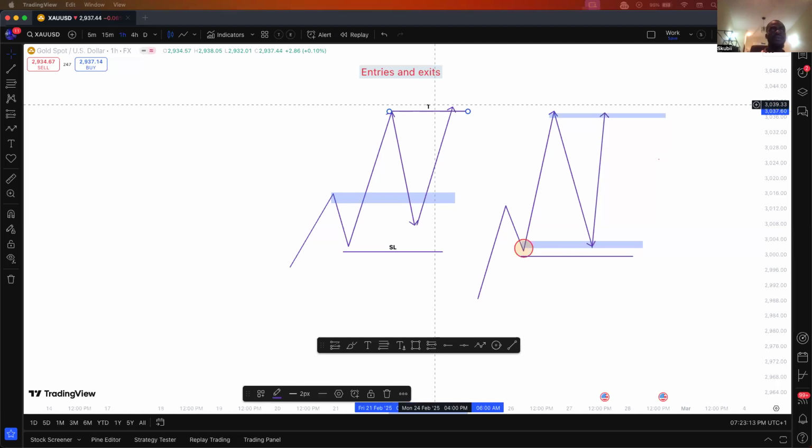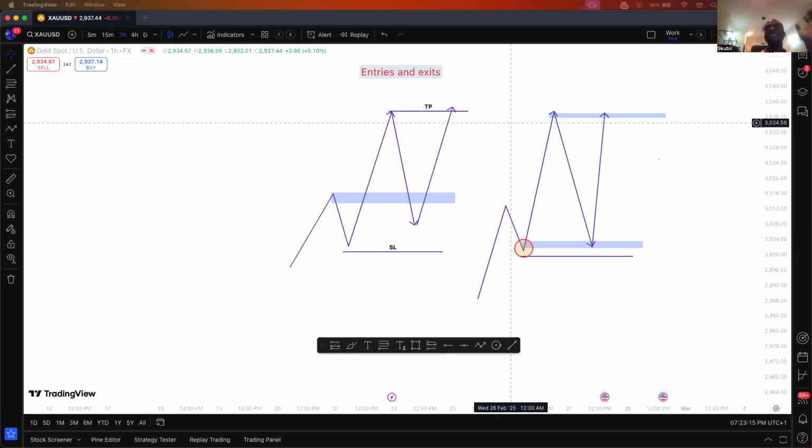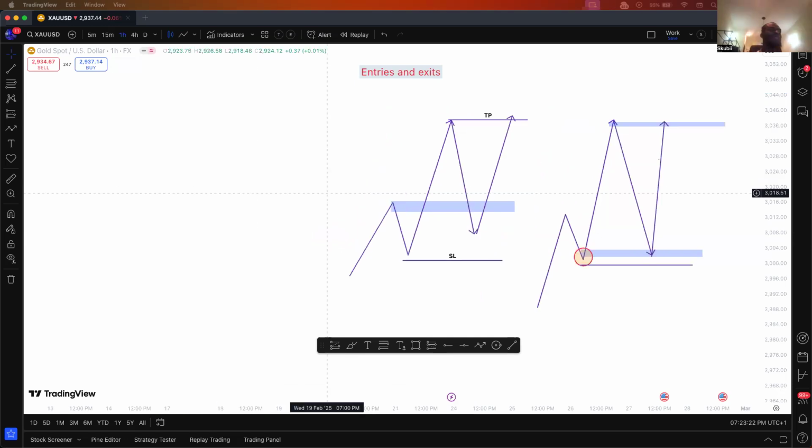TP. Now, let's look at this more or less for an uptrend scenario where we're looking to buy. Now, let's look at a downtrend scenario. After looking at this downtrend scenario, we're going to jump on our charts and look at some chart examples.